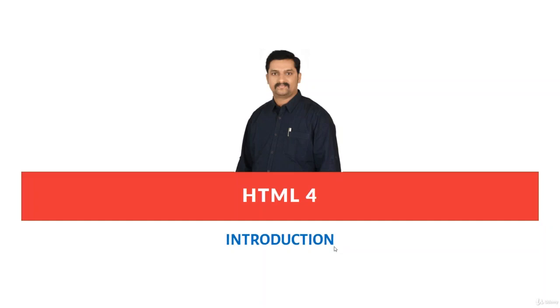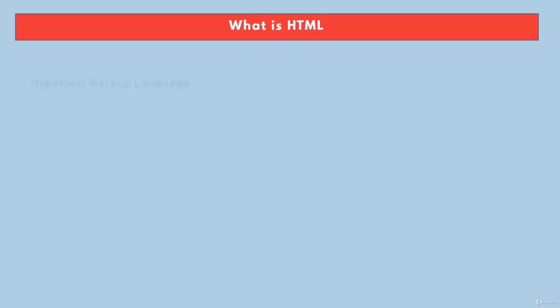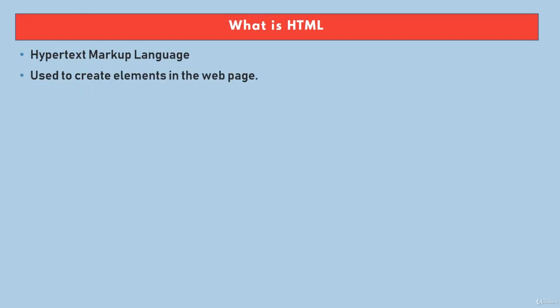Understand the introduction to HTML. HTML stands for Hypertext Markup Language. It is not a programming language, it is a designing language which is mainly used to create elements in the web page. Elements means the different types of items that are present in the web page like headings, paragraphs, tables, forms, text boxes, drop-down lists, hyperlinks, etc.